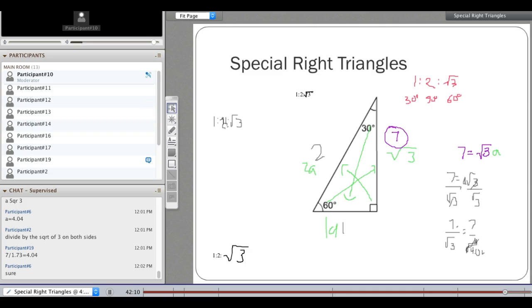Okay, so show me on the board. How would we do that? Well, that is true, Nathaniel. It does equal 7 over the square root of 3, but if we have square roots in the denominator, we want to rewrite it so that the square root is not in the denominator. So what would we multiply the numerator and denominator by to get it out of there? What do you guys think?